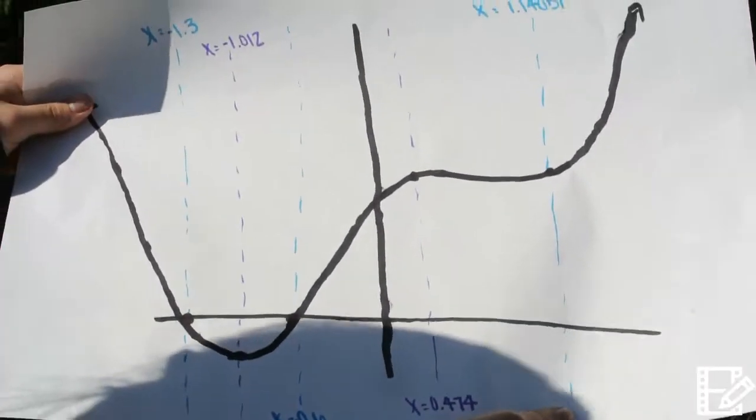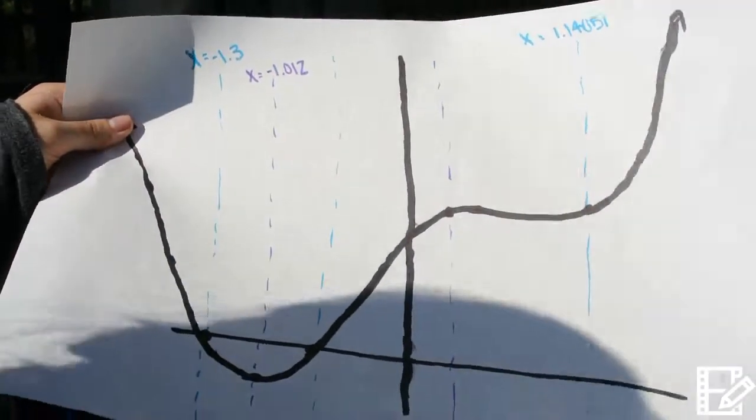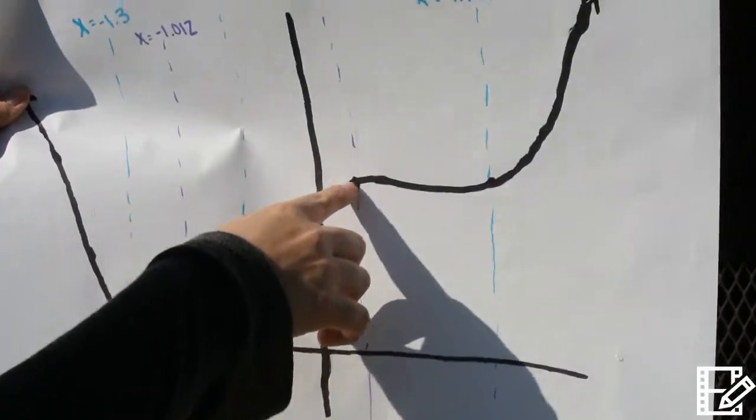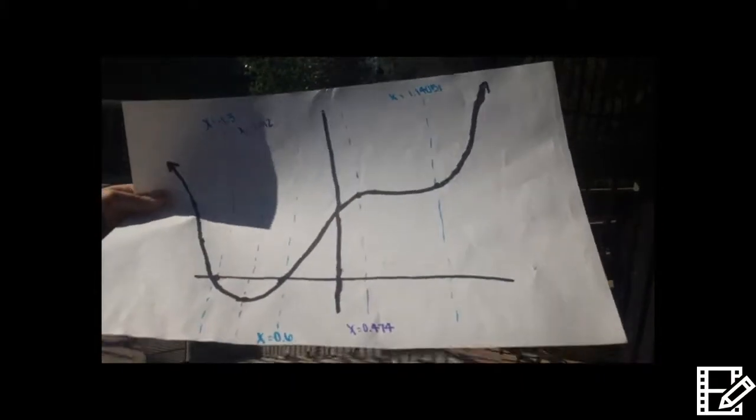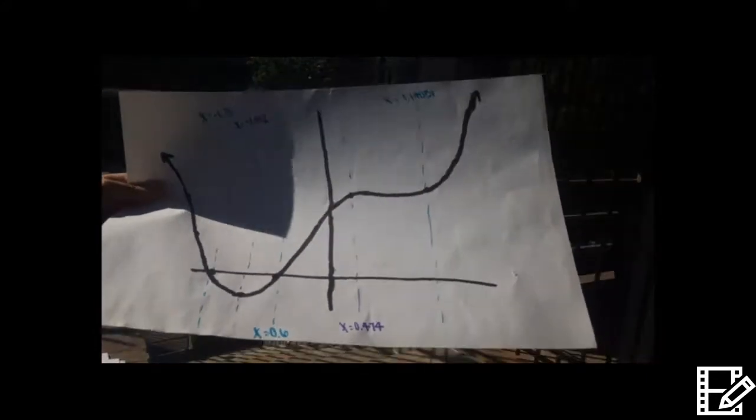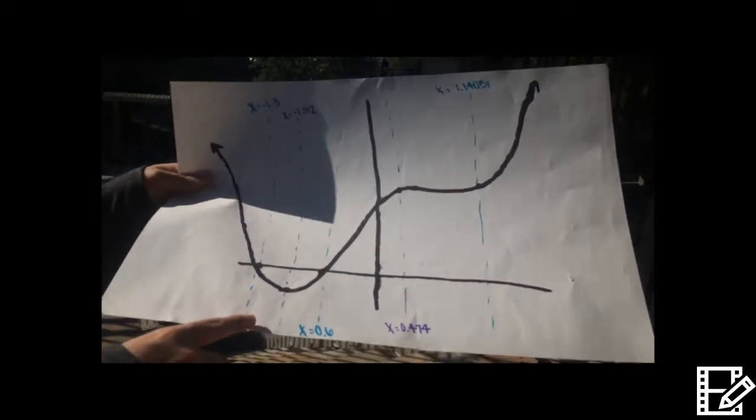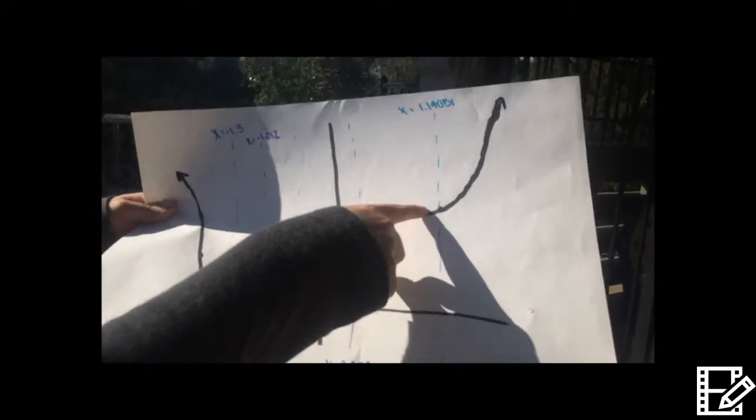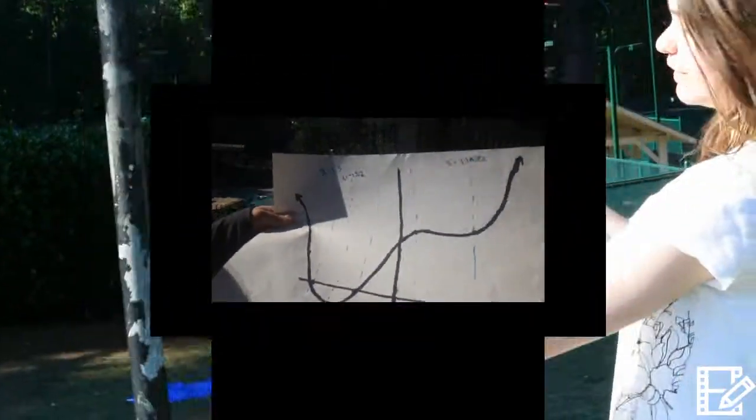So the question asks where it is both increasing and concave up. Well, like you told us, Adeline, the graph is increasing from this purple line to this purple line, and from this blue line to infinity. So that must mean it was concave up and increasing from this purple line, x equals negative 1.012, to x is negative 0.6, and also from x is 1.14051 all the way to infinity.